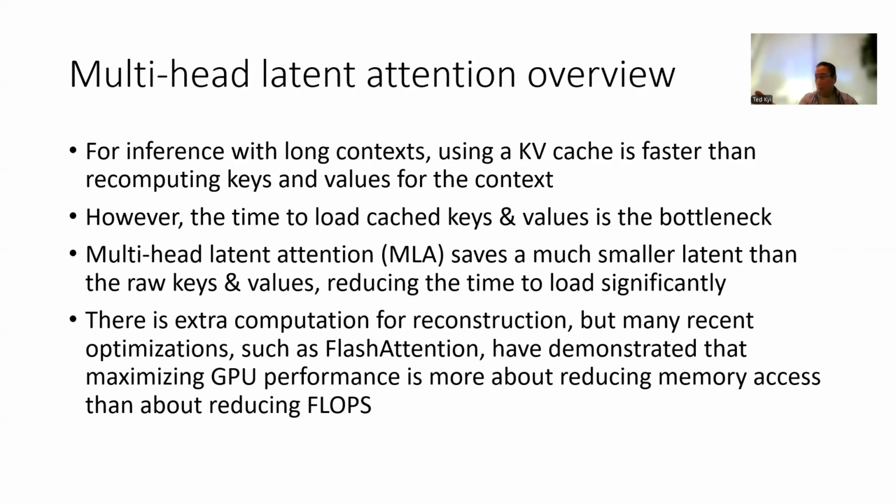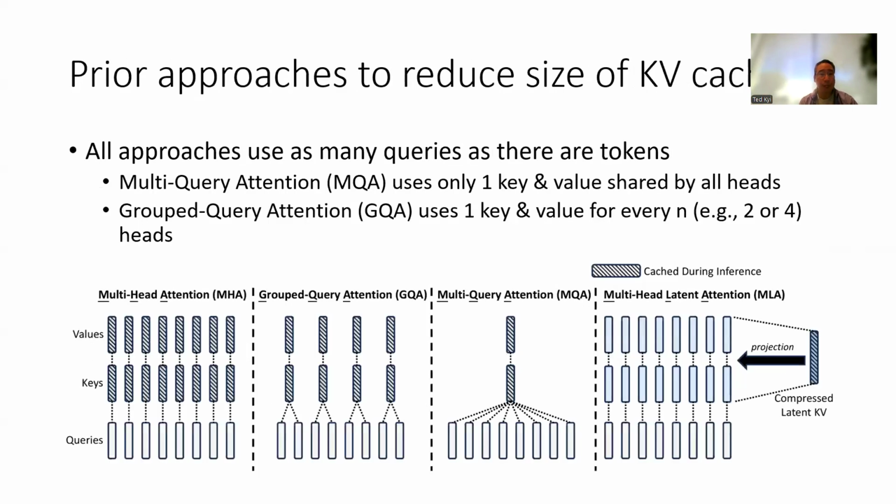So I haven't said how they do this reduction, but that's just a high-level overview of what we're going to talk about here. All right, so what are some of the prior approaches? What have people done before for reducing the KV cache?